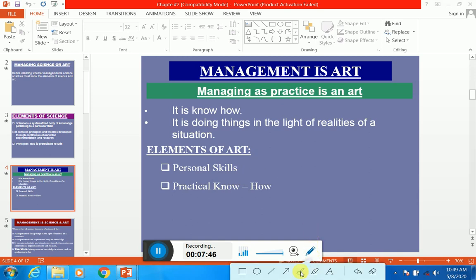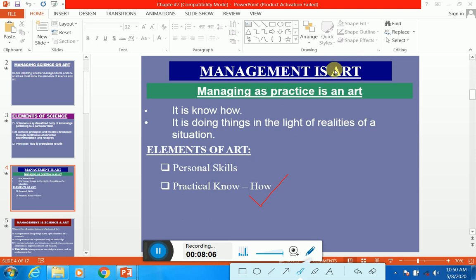And the second thing is it also requires practical knowledge, how to practically handle the things. We study about practicality, about the personal skills and their utilization, and the knowledge about how to implement this knowledge. That is simply known as art.